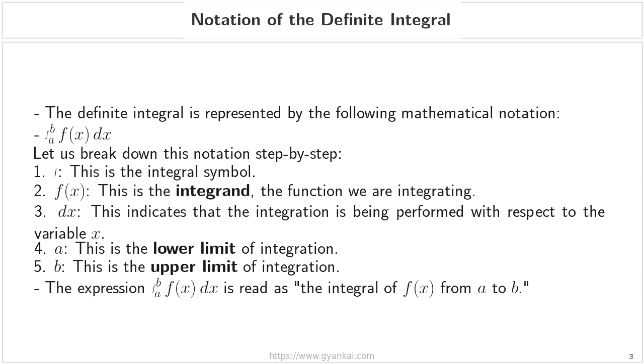So, putting it all together, the expression integral from a to b of f of x, with respect to x, is read as the integral of f of x from a to b. Remember from the previous slides, this isn't giving us a function anymore, it's giving us a number. And these limits, a and b, are what allow us to get that specific numerical value. In the next slide, we'll really highlight the differences between definite and indefinite integrals, so understanding this notation is key.